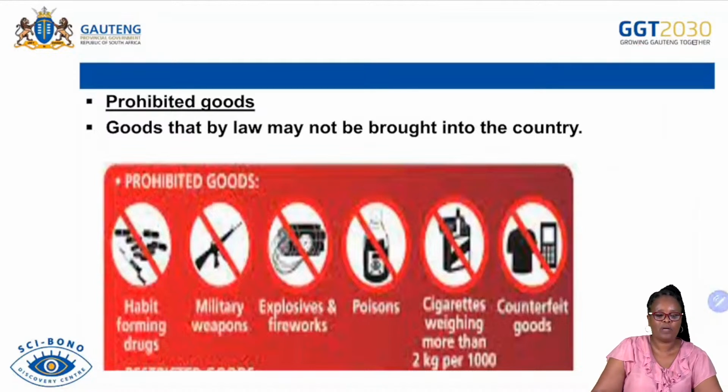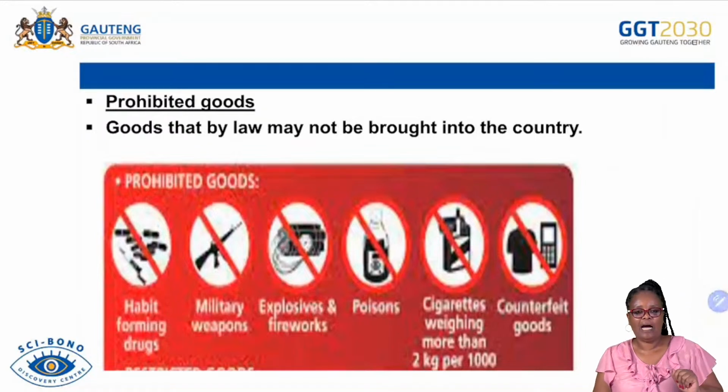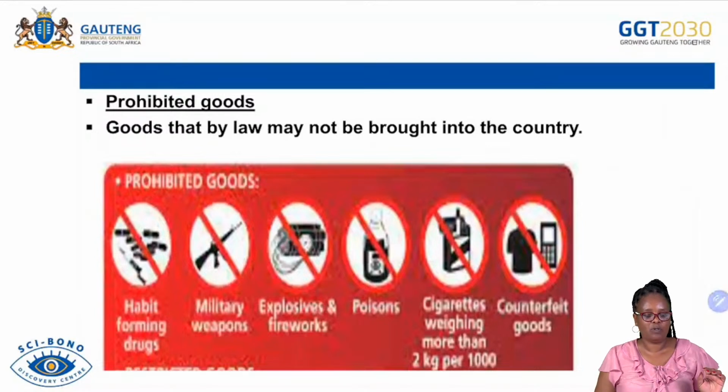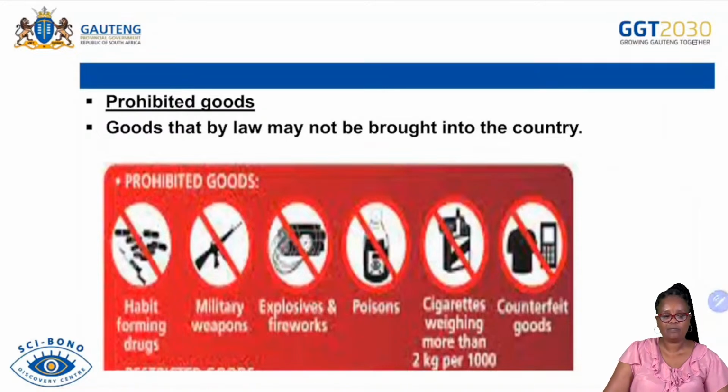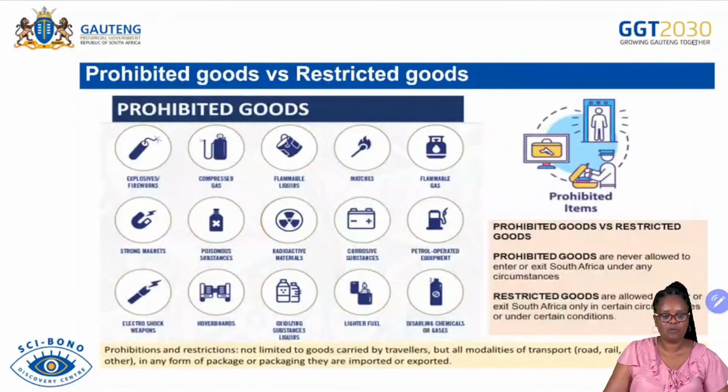They are prohibited. I hope you understand what prohibited goods are. Look at the picture. It's a no. The military weapons, no, you cannot. Explosives, no, you cannot. For the safety of the country, these prohibited goods are not supposed to be brought into the country. There, we are having examples.